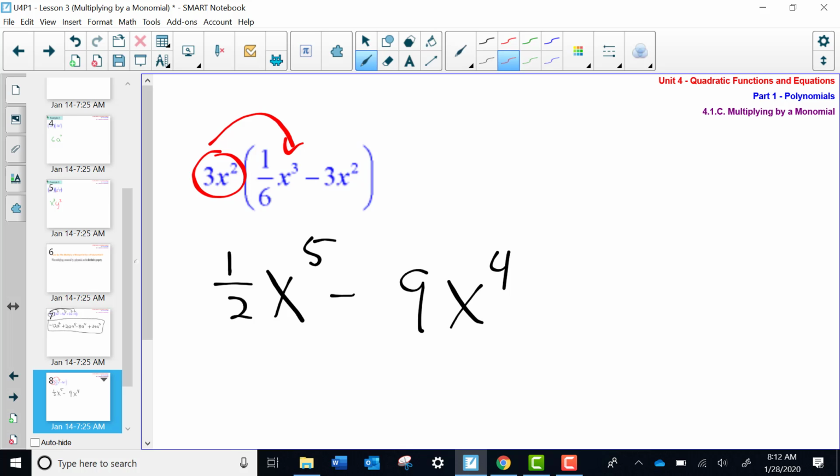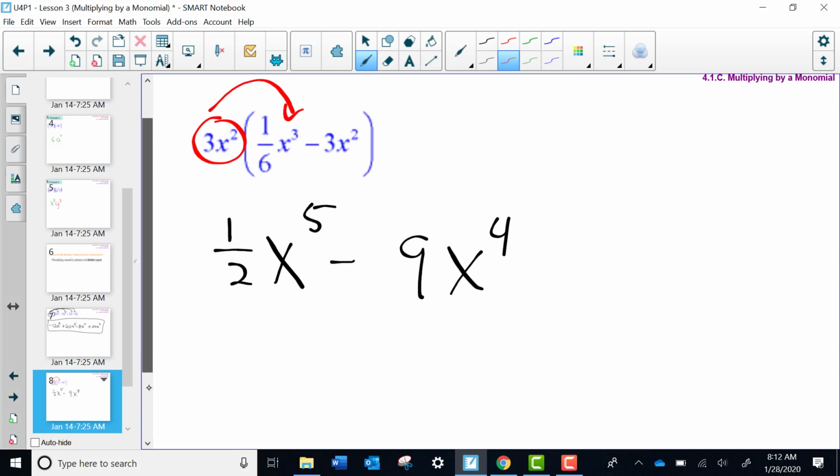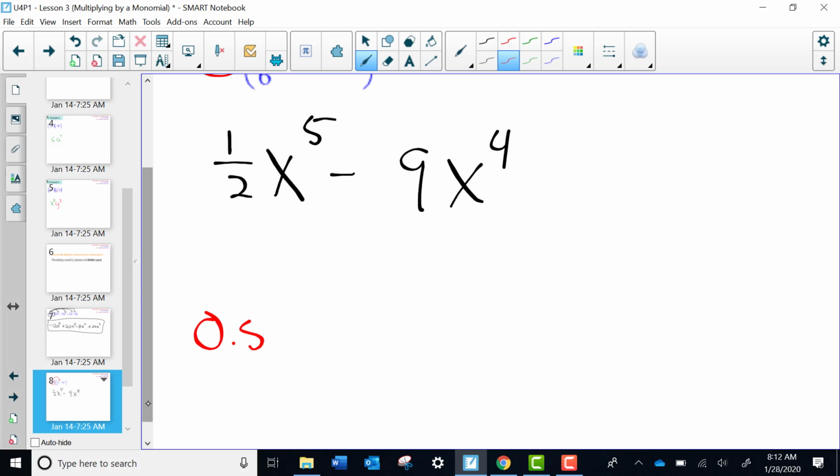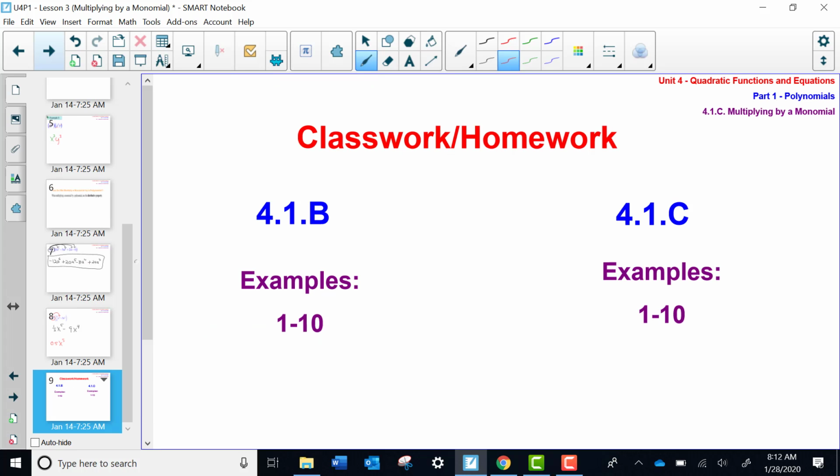Would this be wrong if you put 0.5? That would not be wrong because these two are equivalent. They mean the same thing, so it's correct. So 0.5x to the fifth is not incorrect. Both of those are correct. All right, that's the lesson. 4.1b is more adding and subtracting. 4.1c is multiplying monomials.